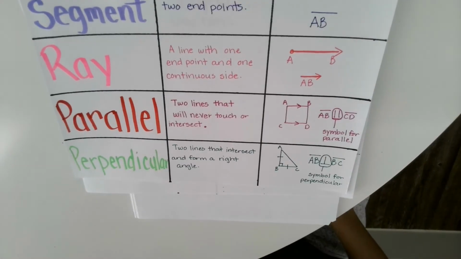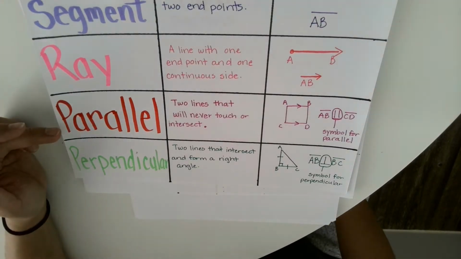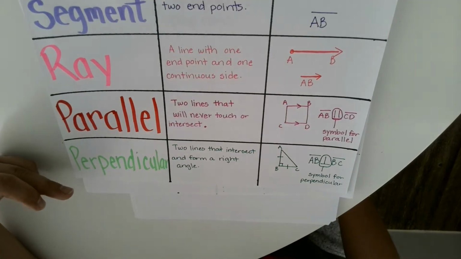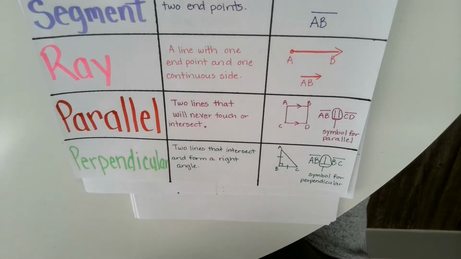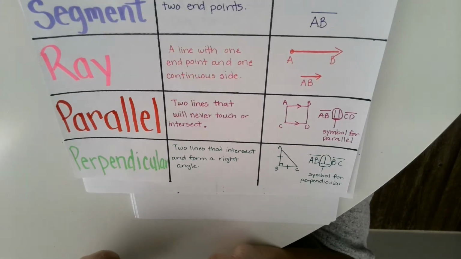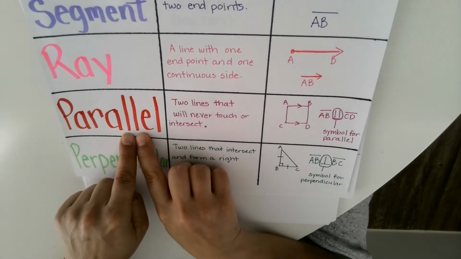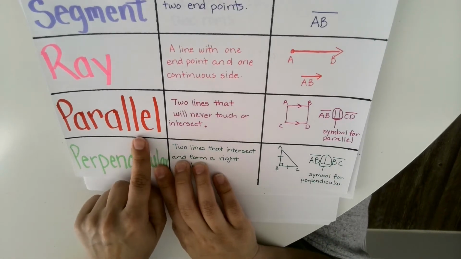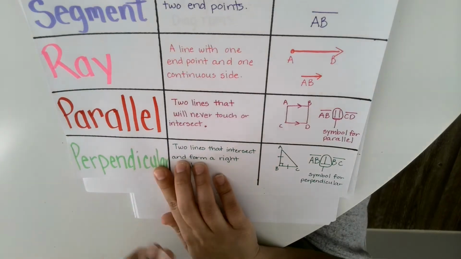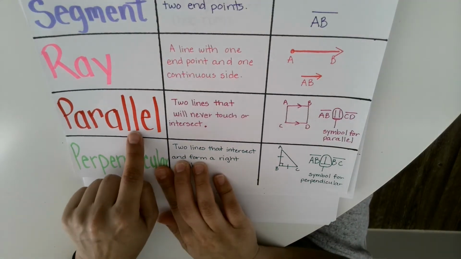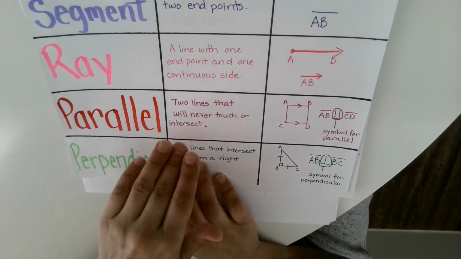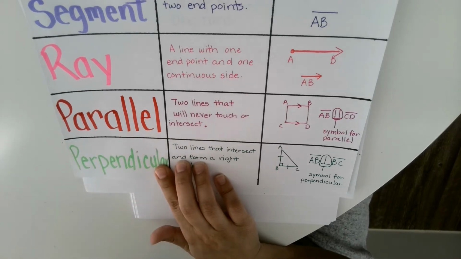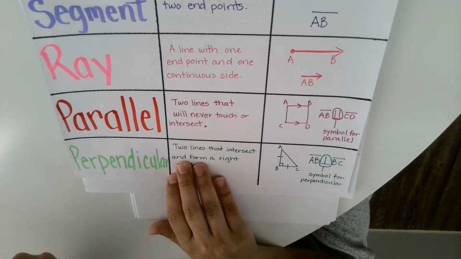Now, when it comes to actual shapes, we can always find parallel and perpendicular lines. For parallel, what always helped me remember is if you look at the 2 L's in the word, you'll notice that they form 2 lines that are not touching. So you can literally find parallel lines in the word parallel. That can be a little trick to help you remember it.